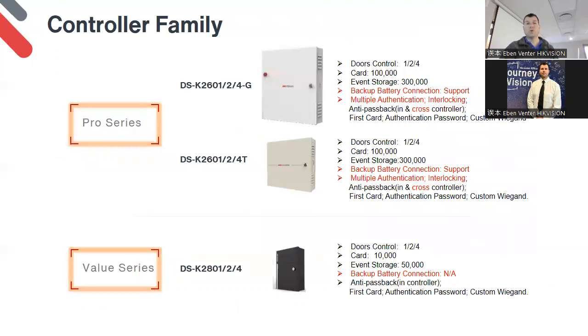Then on our access control as well, we have, obviously, as you guys are familiar, our advanced one, and then we have the normal general one that a lot of the guys are familiar with. That will be the K26 model. So it's either a 1-door, 2-door, or 4-door, depending on what your application is. And then we have the smaller one for smaller environments, which doesn't have all the nice little additional features, as you can see.